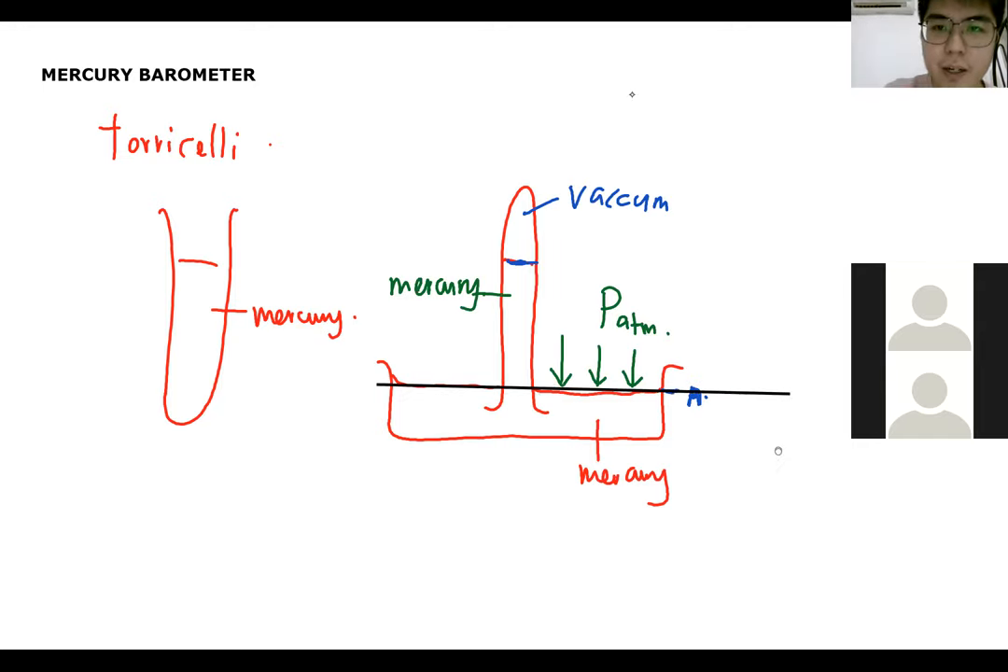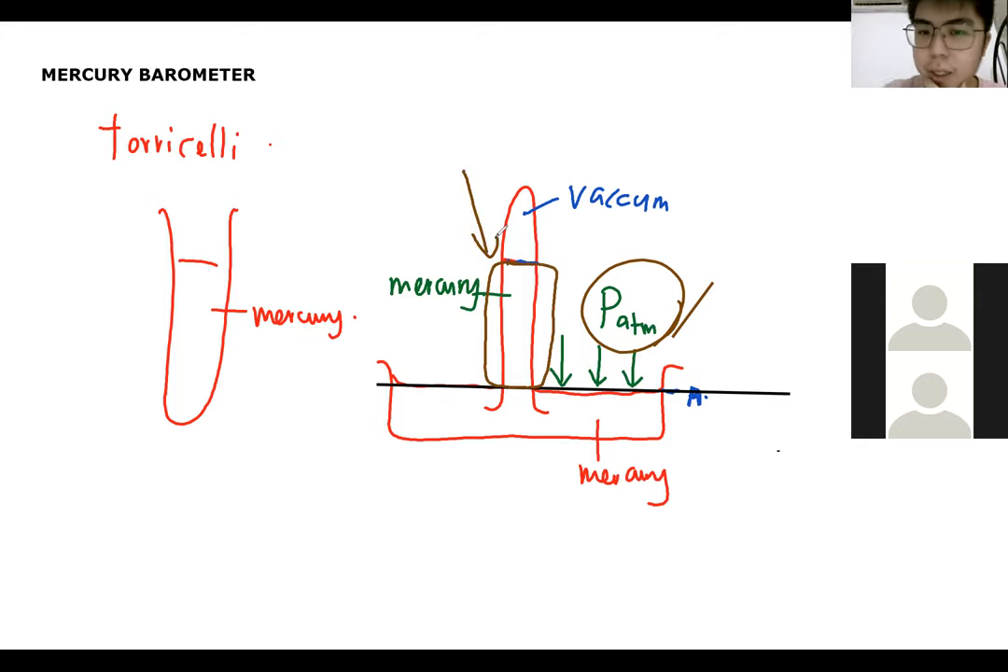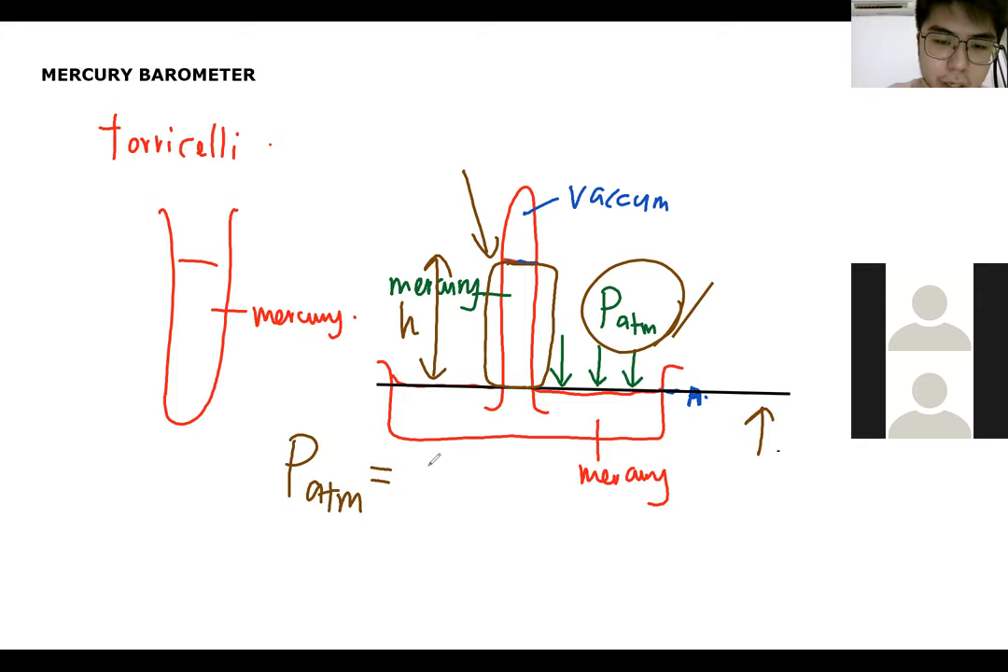Okay, so this black level here, now let's see, the atmospheric pressure acting on this line is balanced by what? It is balanced by the weight of this liquid here. If you take the weight of this liquid, that is equal to the atmospheric pressure because they are all acting at the same level, which is the black line here. So we can say that the atmospheric pressure is equal to the pressure at point A. Let's say your point A is over here, in line with the surface of the mercury.